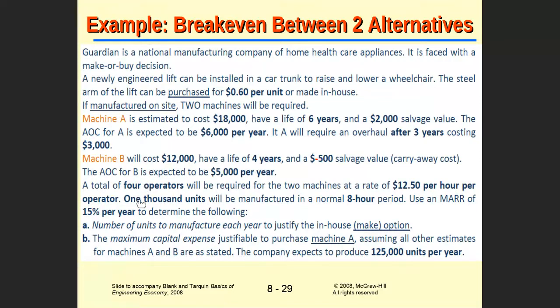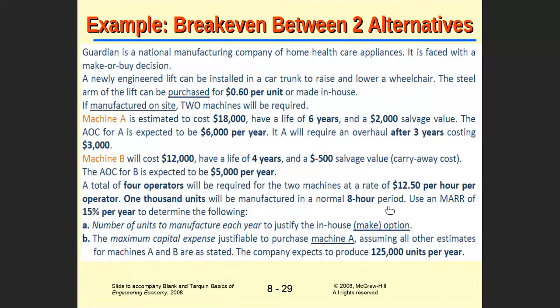Okay, let's continue. 1,000 units will be manufactured in a normal 8-hour period. So the working time for this manufacturing is 8 hours. The period is 8 hours.